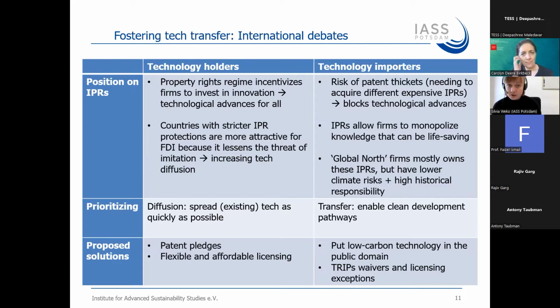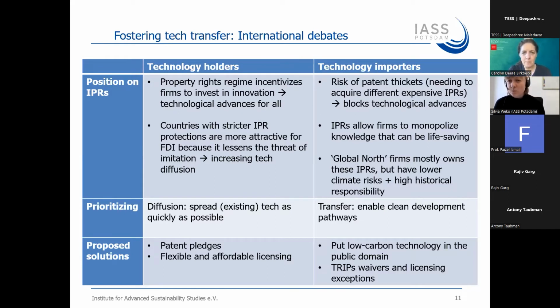And they say that countries should have strict IPR protections because this makes them more attractive for investment. And so technology importers can often argue that, of course, it's important to enable these clean development pathways to enable green industrialization, and IPRs are blocking this. There is a risk of patent thickets. So basically that there's a lot of patents needed to innovate on a certain technology. It's too expensive and it's too legally complicated. So a firm that might otherwise have been able to make a new solar inverter was not able to because of IPRs. That's one way that they're seen as a problem.